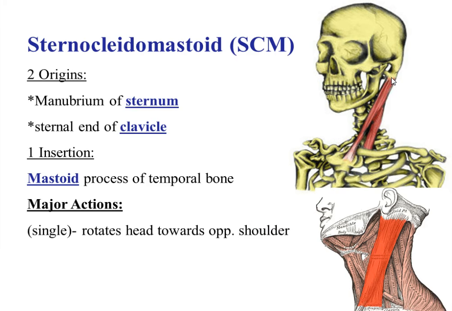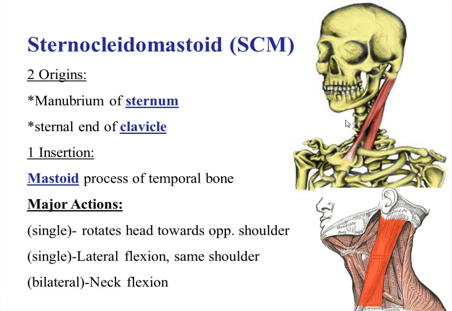Now, in addition to that, you can also probably understand how this muscle would cause lateral flexion, which would cause the bending of the head to the side, and that would be, of course, to the same shoulder. So that's if you use one at a time, because we do have a second one over here on the other side. Now what happens if you use both of them at the same time is that it will cause the head to bend towards the front. And when you bend your head towards the front, we call that neck flexion. So that's going to be bilateral, using the muscle on both sides, causing flexion at the neck.